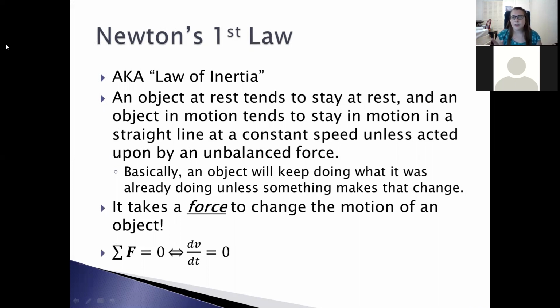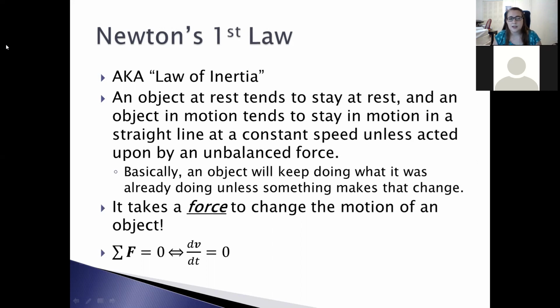I just add that part in there because I think it's really important to remember that the motion of an object is going to be in a straight line at a constant speed unless there is an unbalanced force or an outside force or an external force that's acting on that object. So basically, if we had to summarize this for a 5th grader, an object will keep doing what it was already doing unless something makes that change. So it takes a force to change the motion of an object.